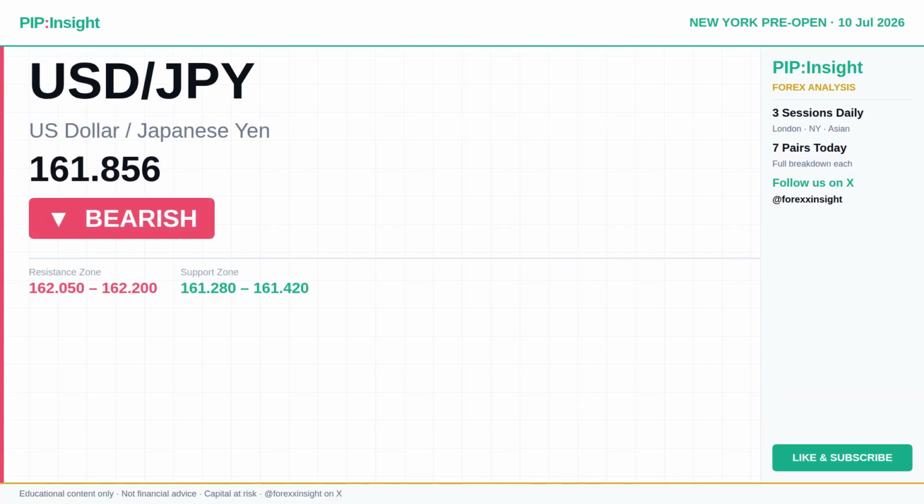Dollar yen. The chart is showing bearish structure on this session. The 4-hour trend is to the downside. Resistance is marked between 162.05 and 162.2. Support is marked between 161.28 and 161.42. Here is the full chart breakdown.